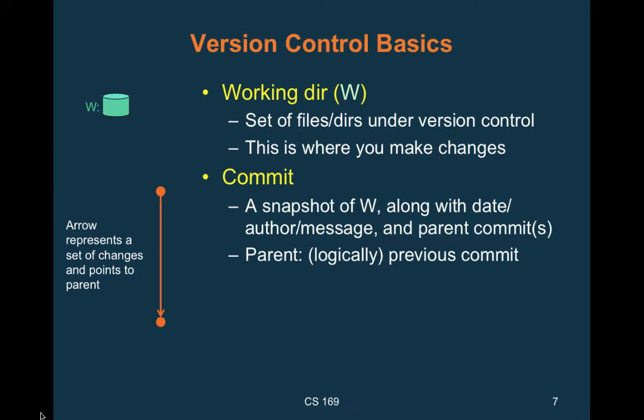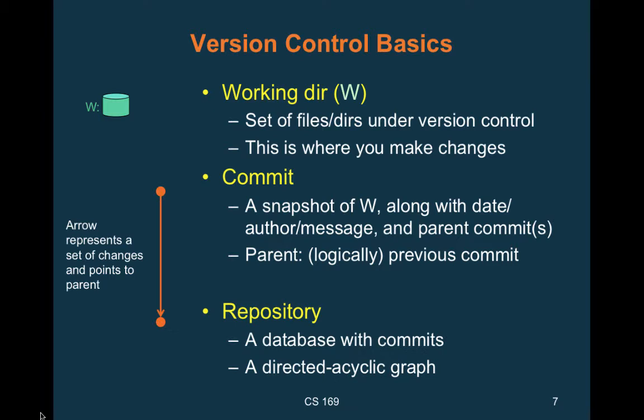The other thing I want to point out is that if this represents a snapshot, you should think of these edges as a difference between a snapshot, or a set of changes. Okay? So to get from this parent to this child, I've changed file foo to add a line, I've deleted file bar, and it's all a bunch of changes, which is what you know how to get with git diff. Git diff essentially describes these edges. Okay, and the repository is simply the collection of these commits with their relationships. Any questions?